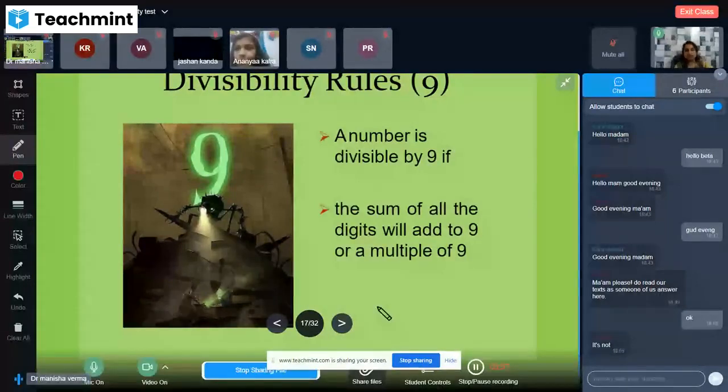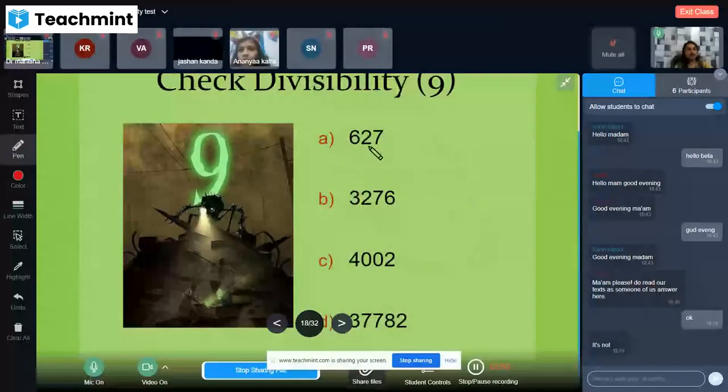So similarly, as we did for 3, similarly we can do for 9. Let's check in this. Ananya, will you tell me whether this is divisible by 3 or not? 6 plus 2 plus 7 is 8 plus 7 is 15. 15 is the sum. Whether this is divisible by 3? Divisible. Yes. This is divisible by 3. And what about 9? It is not divisible by 9. Yes, it is not divisible by 9.